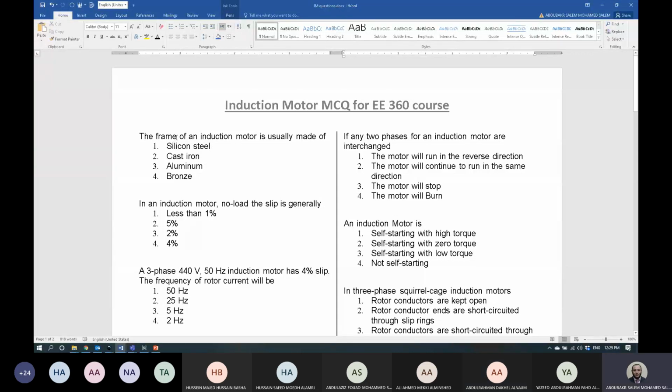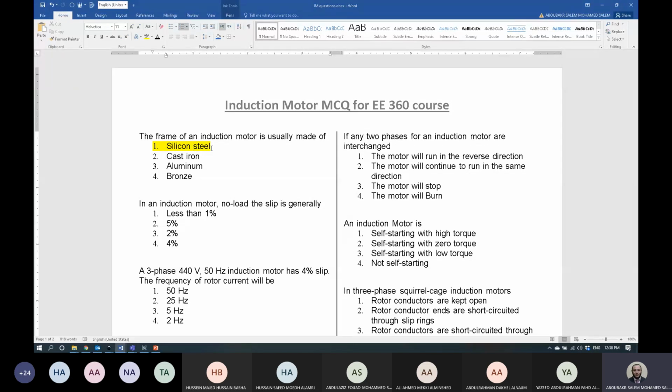Actually, it's the frame and stator core as well. Both of them are made with silicon. Cast iron? No, silicon steel. So the stator and the frame are made of silicon steel. No, this is the core, the stator core. The material of the core itself, the magnetic material.